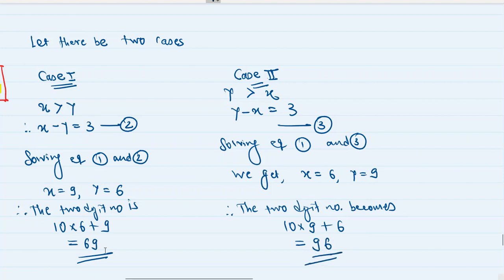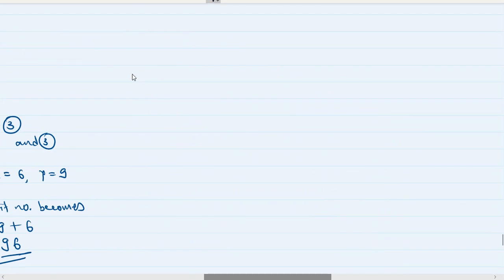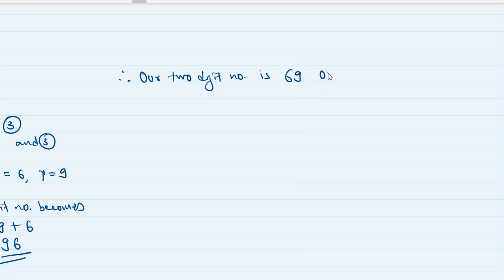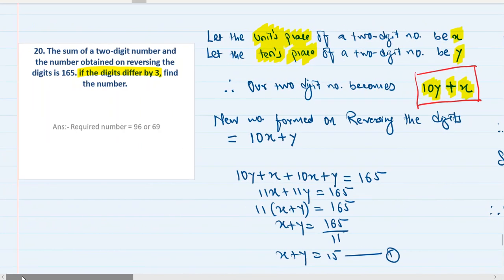Okay, so we get two cases in this question, and in these two cases we get two exactly opposite answers, and both are the answers of this question. So you need to write the final statement as, therefore our two-digit number is 69 or 96. Correct? 69 or 96. Okay, let's check it. Yes, 96 or 69.